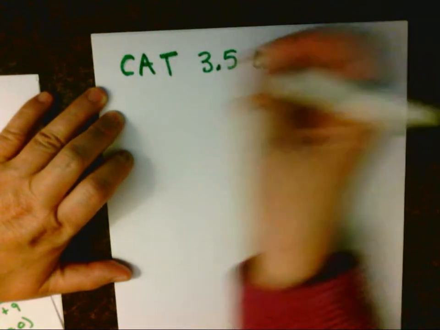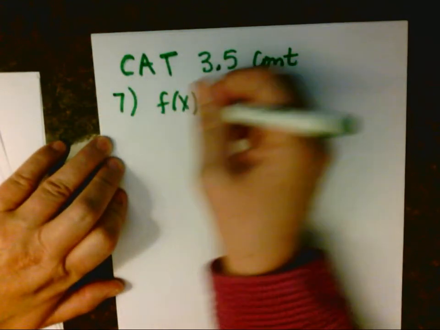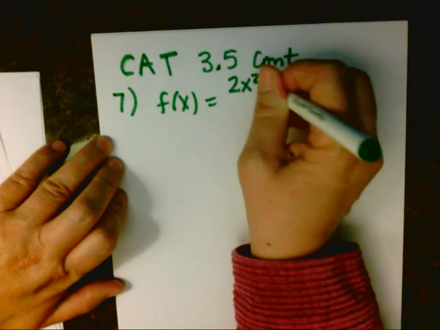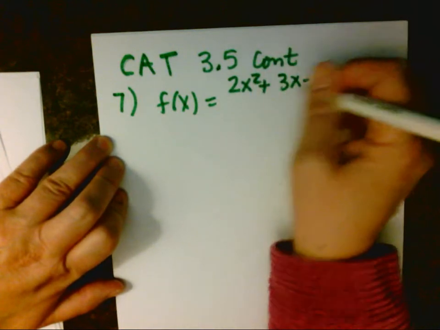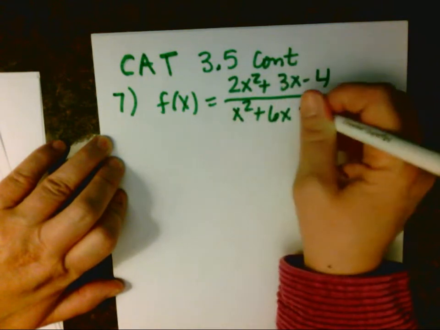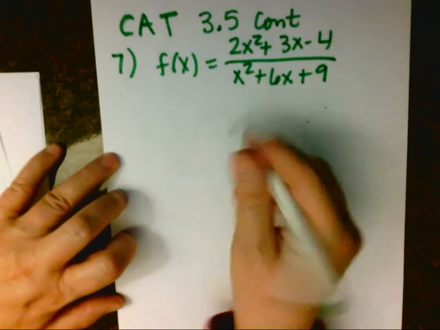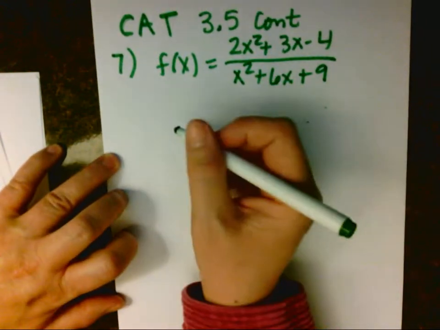And we need to begin with example number 7, which gives us f of x equals 2x squared plus 3x minus 4 over x squared plus 6x plus 9. And we were being asked to graph these. So since this is a rational function, we need to find any asymptotes.